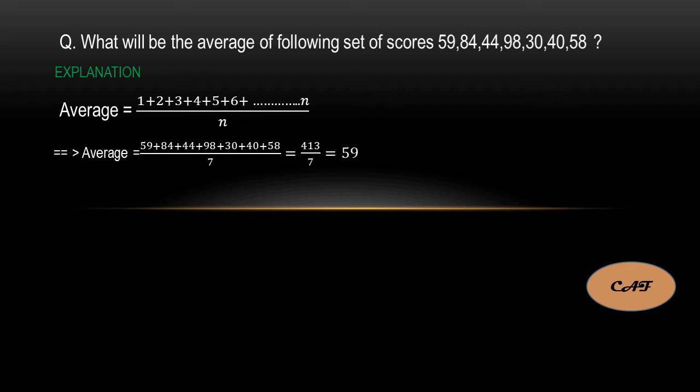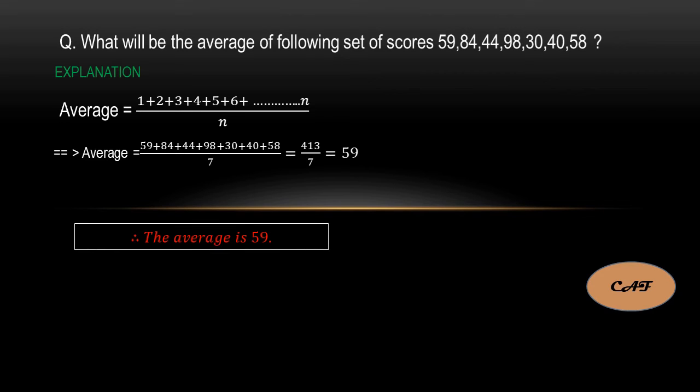So average is equal to the sum in the numerator, and the denominator is 7. How? If you count how many scores they gave, 1, 2, 3, 4, 5, 6, 7, so I entered 7. The summation you get is 413, and divided by 7 is equal to 59. So the average is 59.